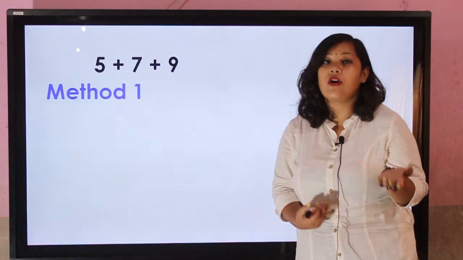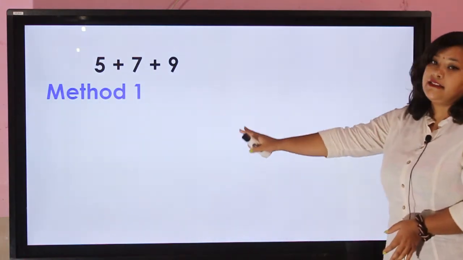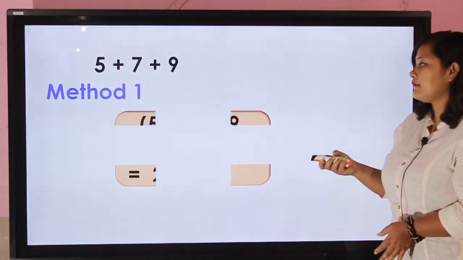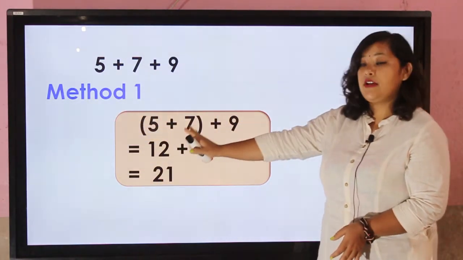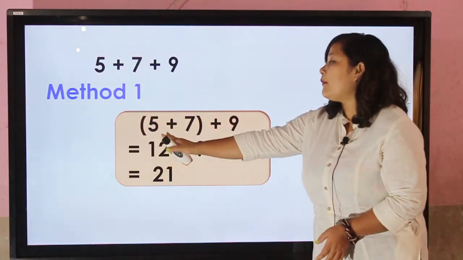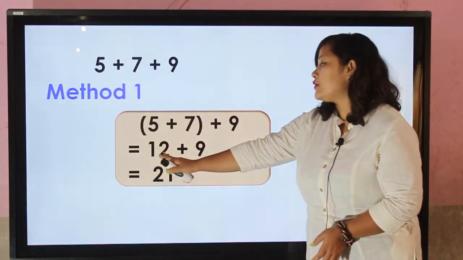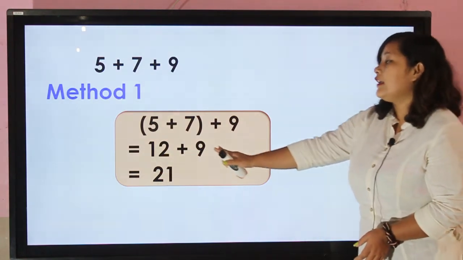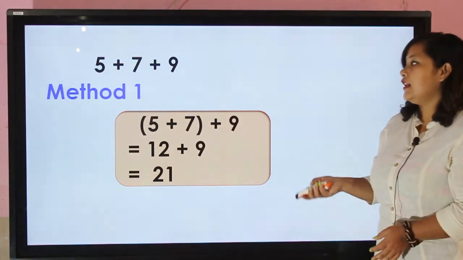Okay, let's practice one more example: 5 plus 7 plus 9. So we need to add 5 plus 7 first, and the sum of 5 plus 7 is 12. Again, we have to add 12 with 9. If we add 12 with 9, then we will get 21.